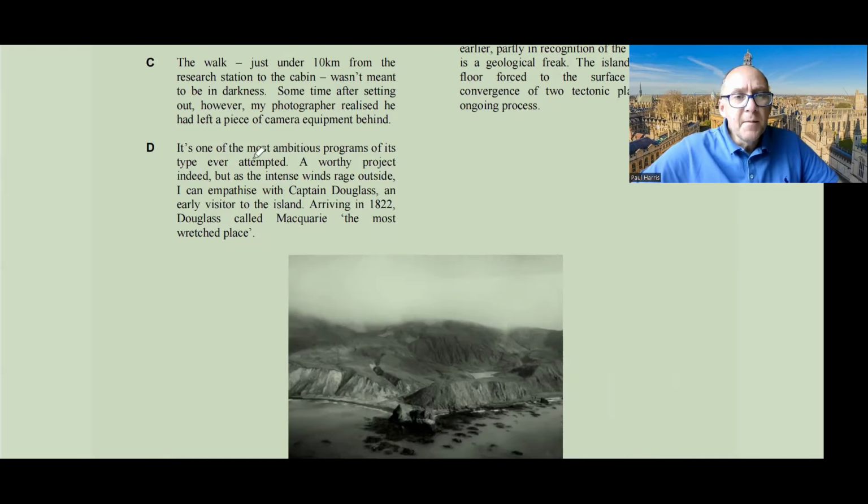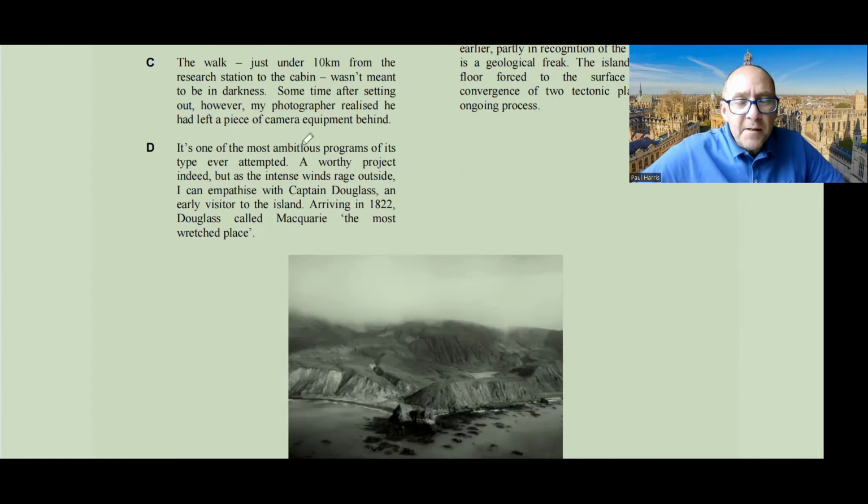Okay, let's look at some things here. My question would be, what is the most ambitious program? Okay, and if it's one of the most, we're going to probably talk about others. Okay, so we would need to identify this information. Okay, it goes on to talk about a worthy project. Okay, so perhaps it's a project that's a good idea. Okay, we've got information here about winds, which we had previously in our text when it talked about gales. Okay, that would definitely fit with intense winds. Okay, and then he says he can empathize with Captain Douglas, who referred to it as the most wretched place. Wretched places are places that you don't want to go to. Okay, maybe because of the wind, maybe because of the isolation, etc.